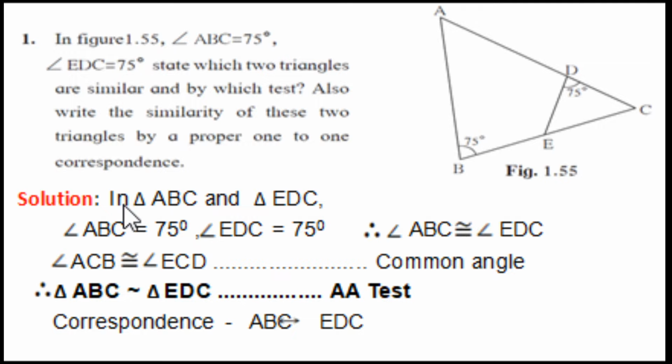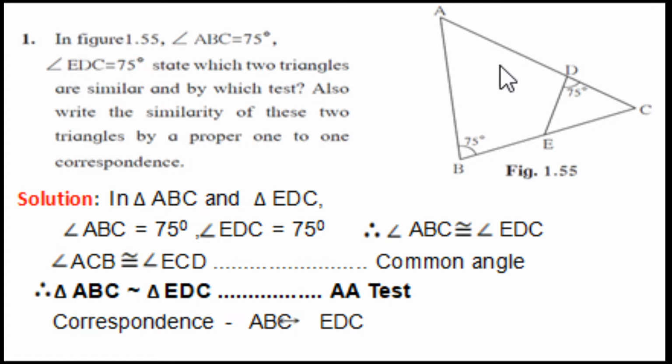Now we take two triangles. In triangle ABC and triangle EDC, angle ABC is equal to 75 degrees, angle EDC is equal to 75 degrees. Both the angles are of the same measurement, therefore these two angles are congruent. Then in these two triangles, one angle is common to both, this one, C. Therefore angle ACB is congruent to angle ECD because it is a common angle between the two triangles.